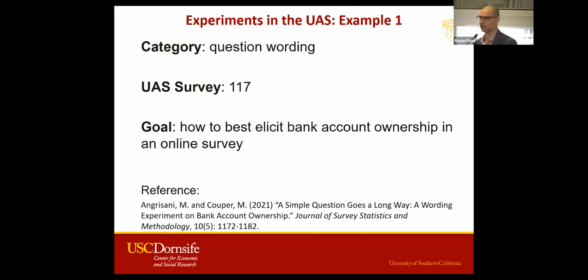So the first one is a question wording experiment, and you find it in survey number 117. The goal of this was to find the best way to elicit bank account ownership in an online survey. And eventually this led to a paper with Mick Cooper in the Journal of Survey Statistics and Methodology.